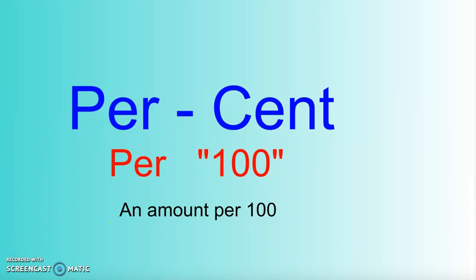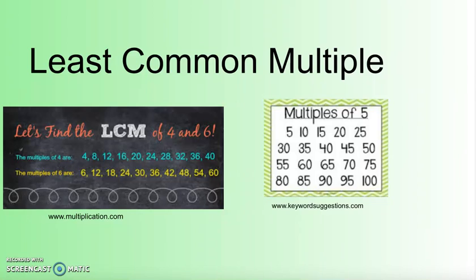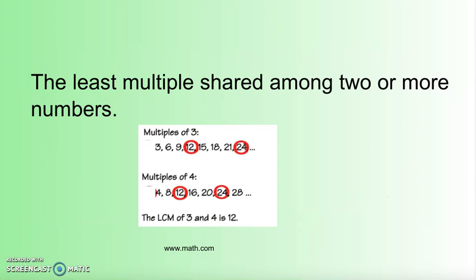Now, in our chapter, we also talked about least common multiple. And here are some examples on how we found least common multiple. And we called it LCM for short. What definition would you give least common multiple? Exactly. It is the least multiple shared among two or more numbers.